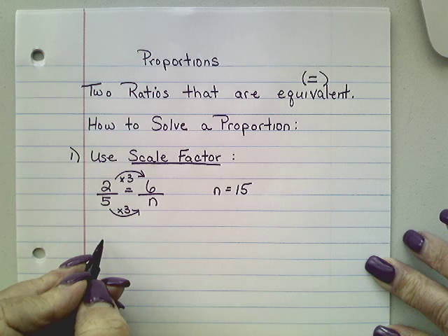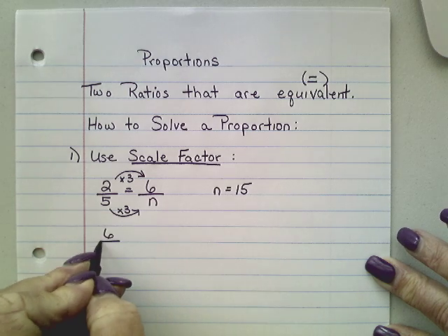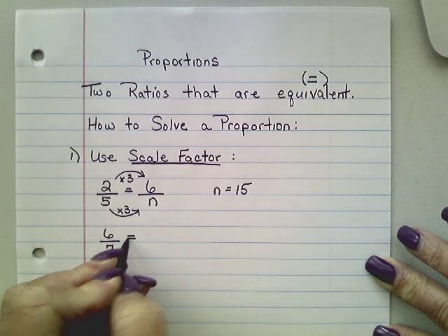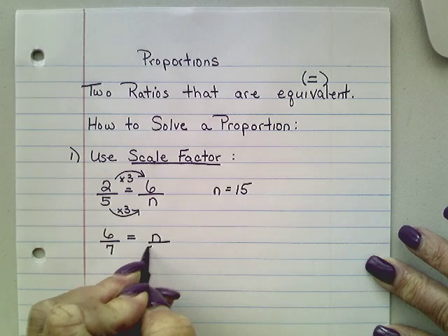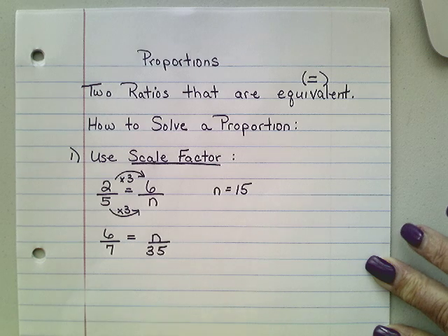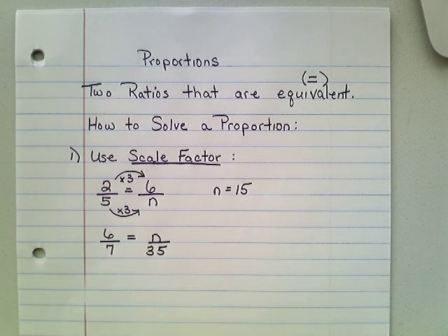So we'll try another one of these. Let's do 6 over 7 is equal to n over 35. Now, because these two ratios are equal to each other, we can put them on either side of the equal sign, whichever makes it easier for us to solve it.